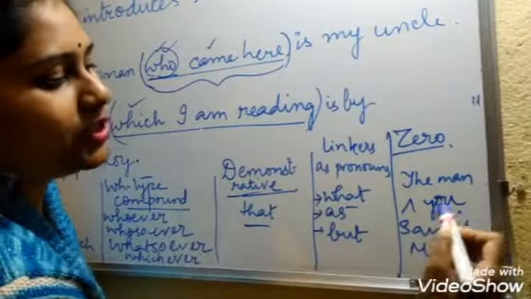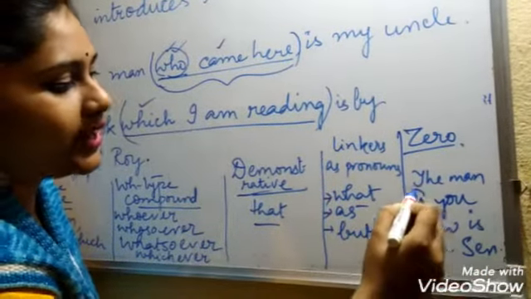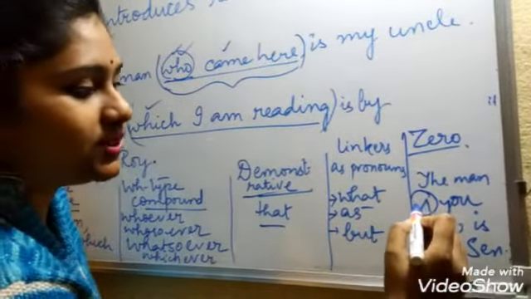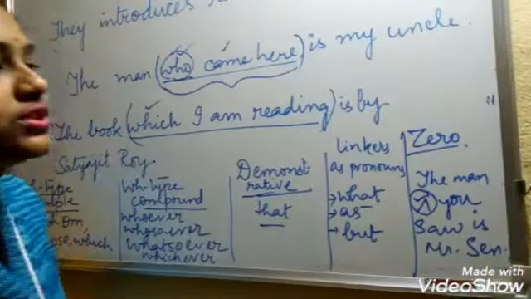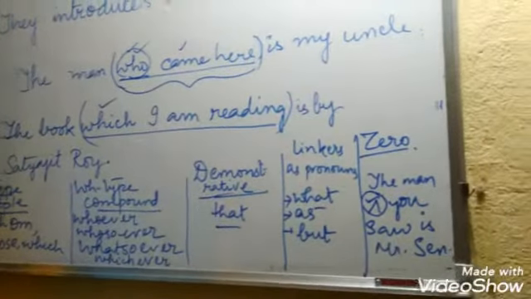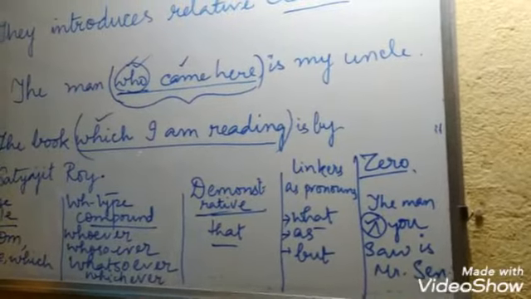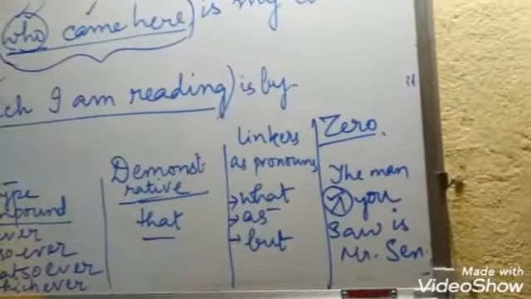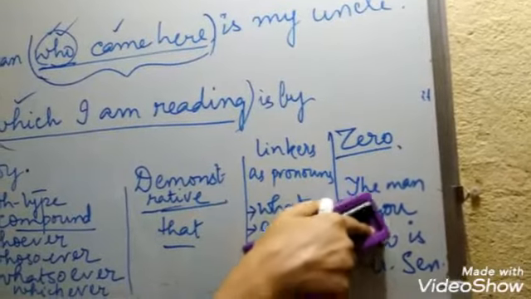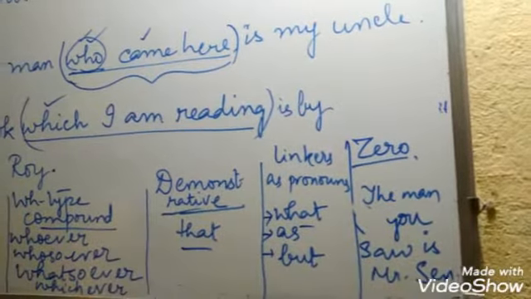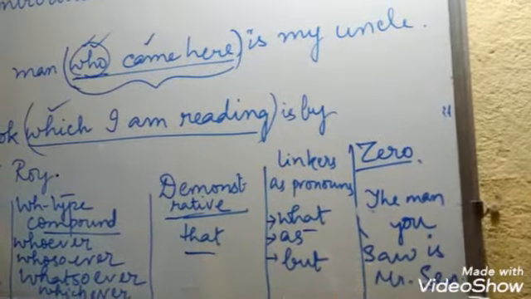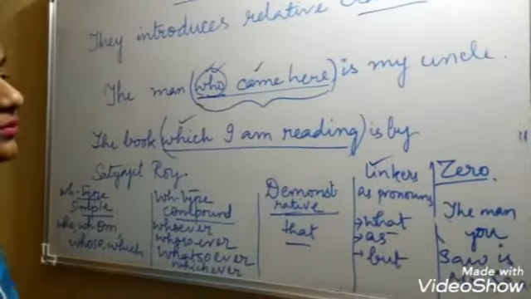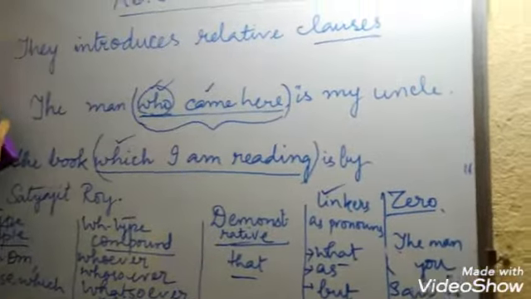See this sentence: the man you saw is Mr. Sen. Here you can add "the man whom you saw." So a relative pronoun could have been used here: the man whom you saw is Mr. Sen. But here this word has been omitted. So the sentence is: the man you saw is Mr. Sen. It is a case of an omitted relative pronoun. Okay, now I will discuss the difference between the linkers.